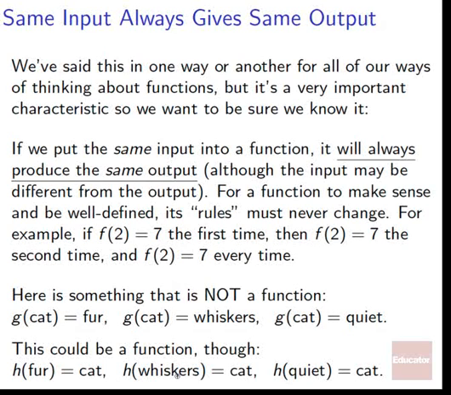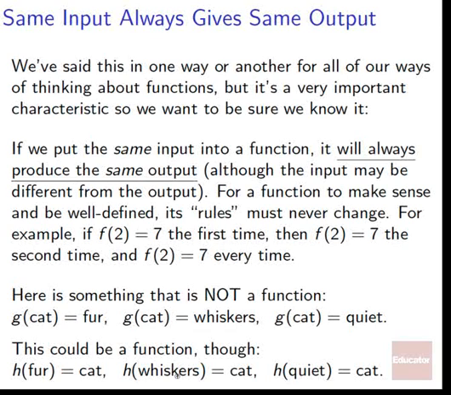G of cat equals fur. G of cat equals whiskers. G of cat equals quiet. This can't be a function because we've got 3 totally different destinations when we plug in cat. And what determines whether we go to fur, whiskers, or quiet? There's no reason why we should use one set of rules or another set of rules, so it's not a function. There's no reliability here.